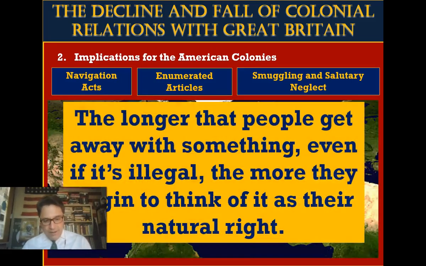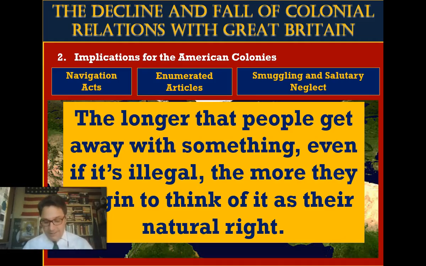The longer that people get away with something, even if it's illegal, the more they will begin to think of it as their natural right. So imagine this scenario. You walk into the Raven Zone and steal a shirt. First of all, shame on you, honor code. But if you get away with it, then you might be tempted to try it again and again and again.